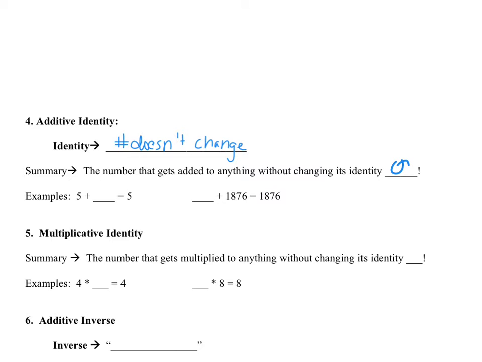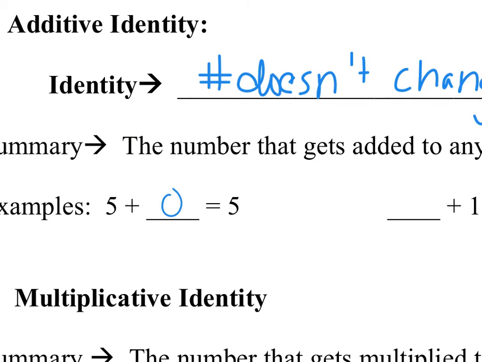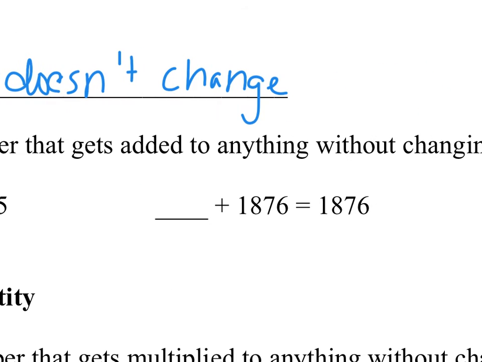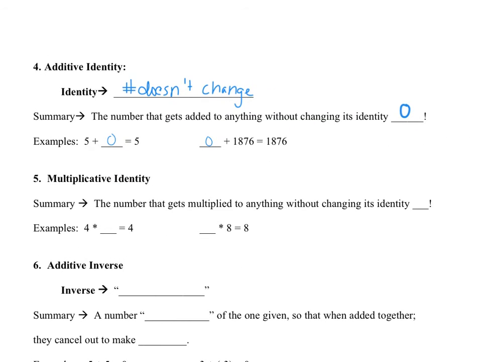And the reason why is, 1 second, I have to erase that. Because anything plus 0 is itself. So if I do 5 plus 0, that's 5. If I do 0 plus 1,876, guess what? That's also 1,876. Now, that was the additive identity.